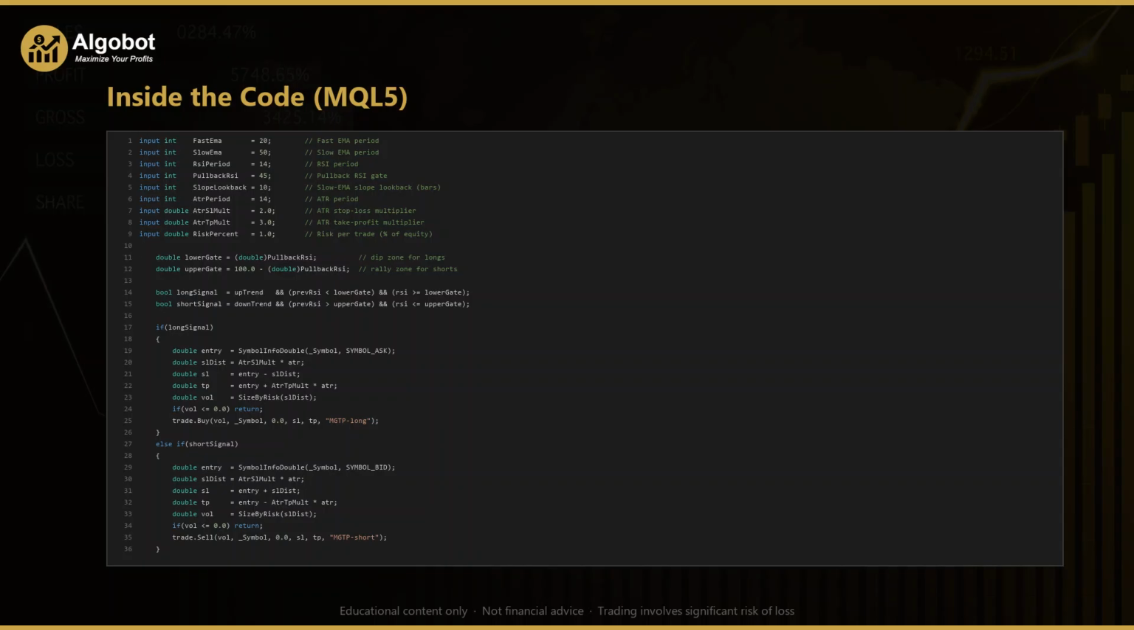Just below, the code builds the two gates. The lower gate is simply the PullbackRsi value, and the upper gate is 100 minus that value. So with a default of 45, the two gates sit at 45 and 55.